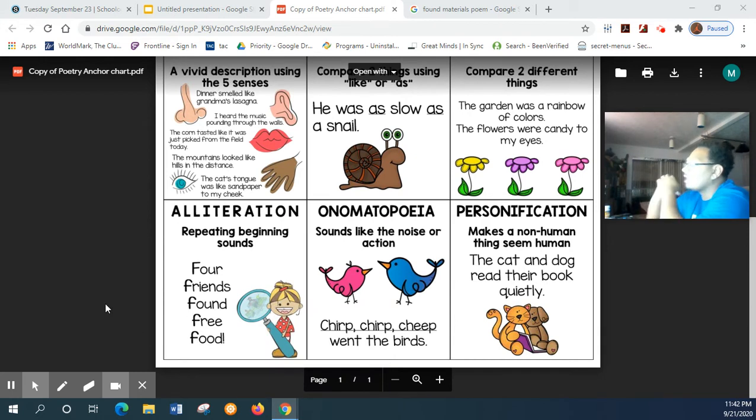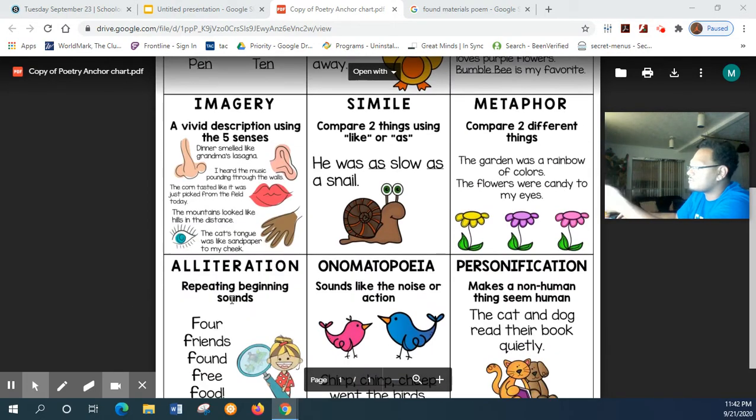The next one, alliteration, repeating beginning sounds, for friends, found, free, food. What is the repeating sound, class? Exactly, it's an F, right? So if you see constant things and it's constantly repeating itself, maybe using a letter, a word, if it's using a word, it is a what?